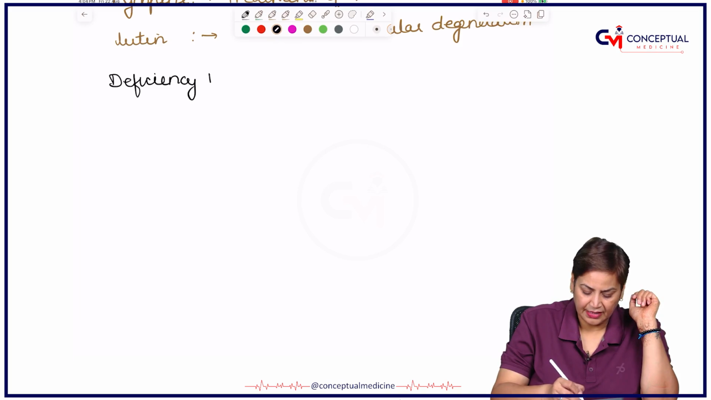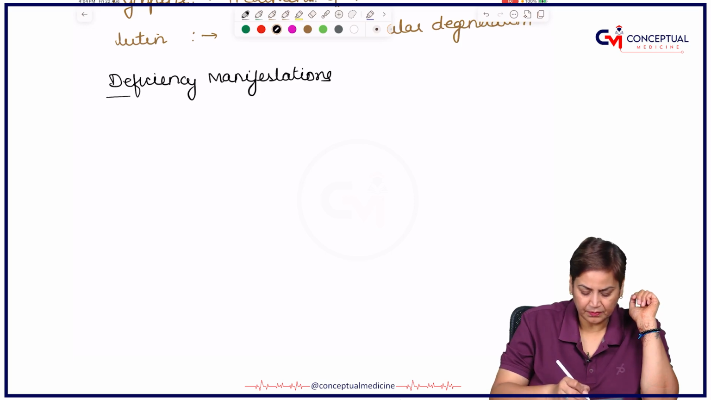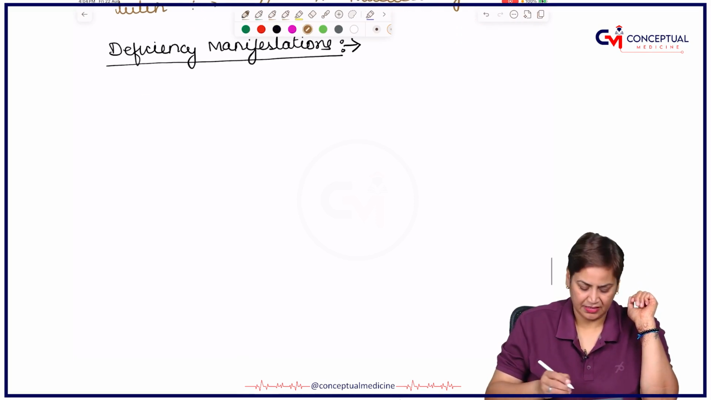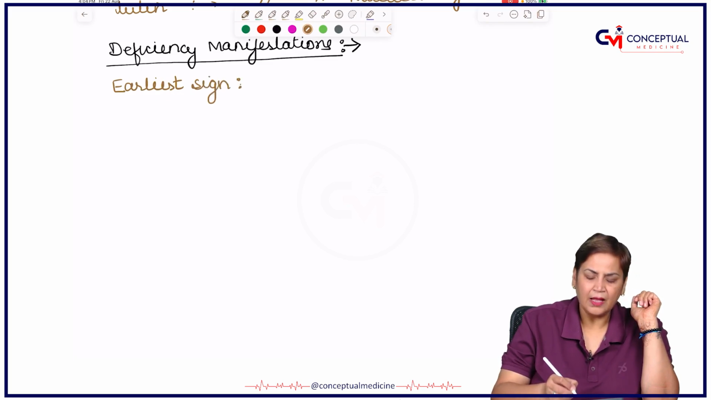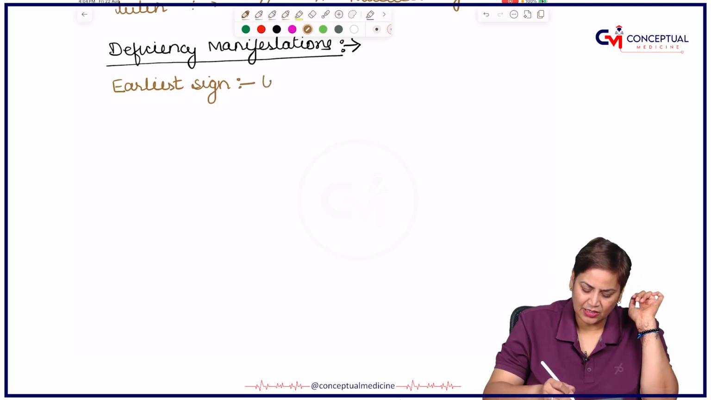What are the deficiency manifestations of vitamin A? Now the earliest sign of vitamin A deficiency is the person will lose its sensitivity towards green light. So earliest sign is loss of sensitivity towards green light.